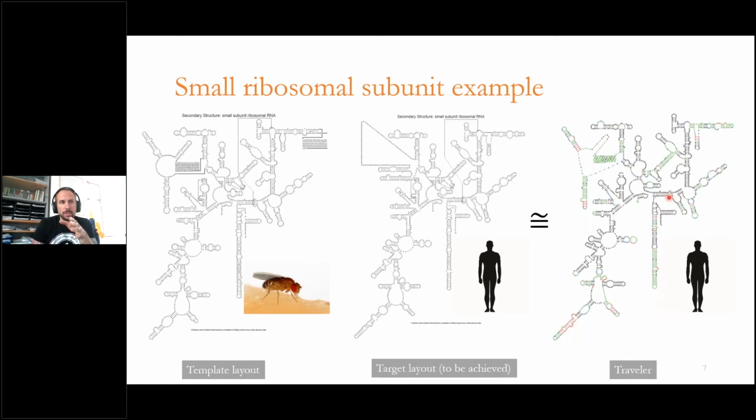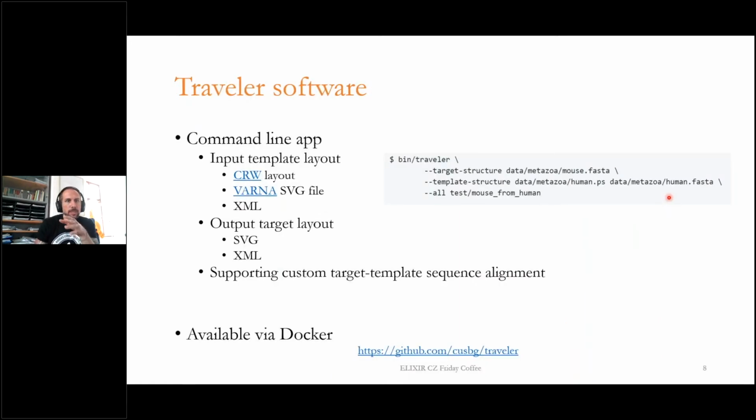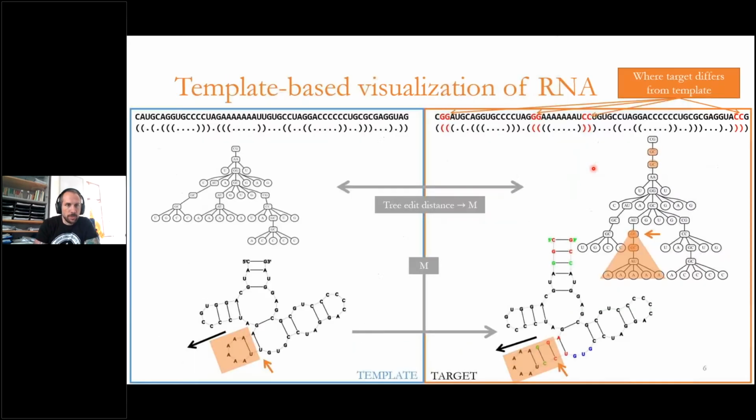Okay, so Traveler is implemented in software which is a command line application written in C++, and on its input it takes the target structure. The target structure is a FASTA file which basically looks like this. So the first line is the sequence, and the second line is the secondary structure in the dot-bracket notation.